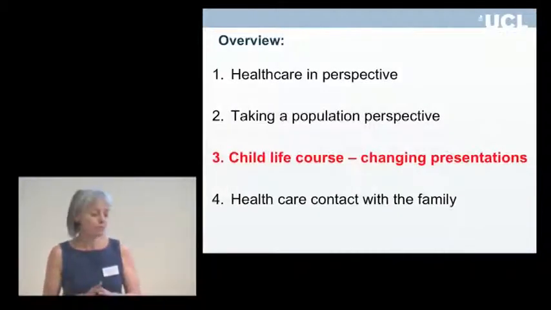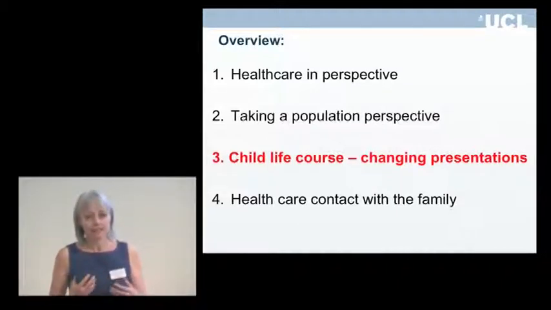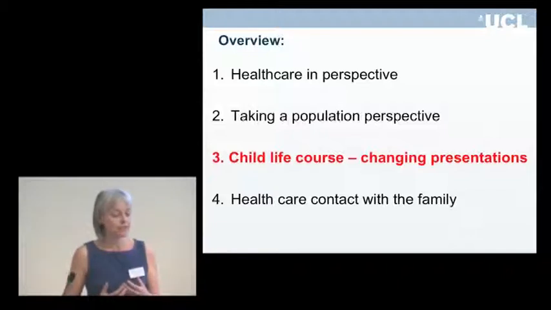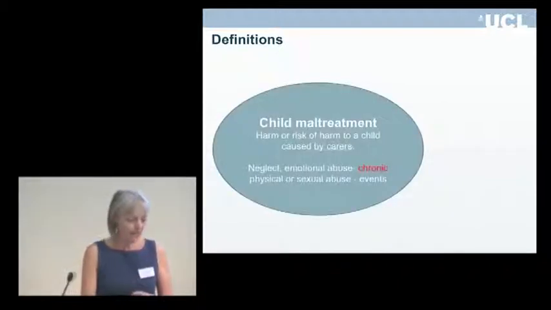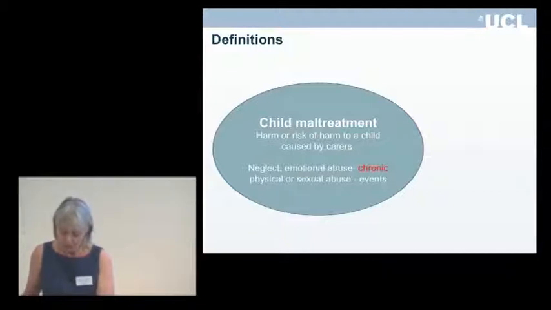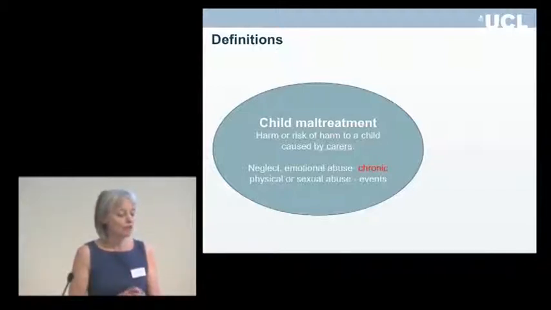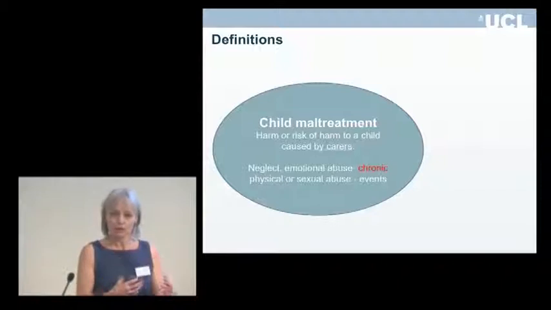Moving on to the third point then, how do presentations of child maltreatment change over the child life course? To start off with, I'm just going to look a little bit at definitions here. As you know, child maltreatment is the harm or risk of harm to a child caused by carers.